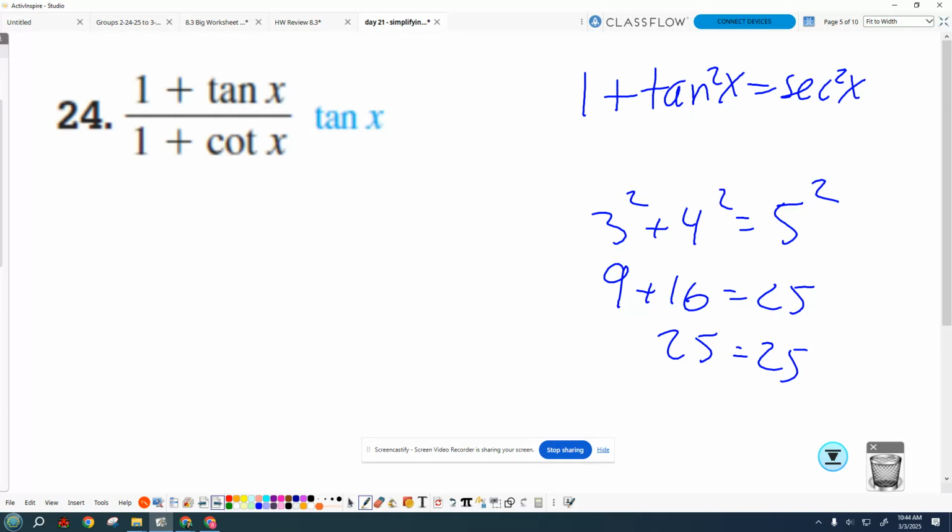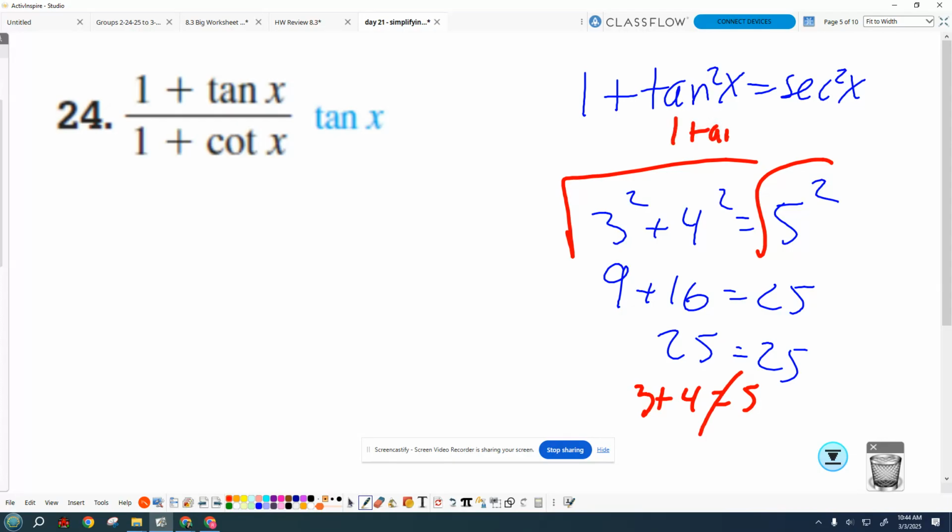So here's my question. Can I just do the square root of everybody? Isn't 3 plus 4 equal to 5? What is 3 plus 4? 7. So does 3 plus 4 equal 5? So this is a bunch of hoo-ha. You cannot do that. So 1 plus tangent, it would be so nice if I could just say that, but it's not true. It's got to be squared, so that ain't gonna work. So I can't swap anything out.